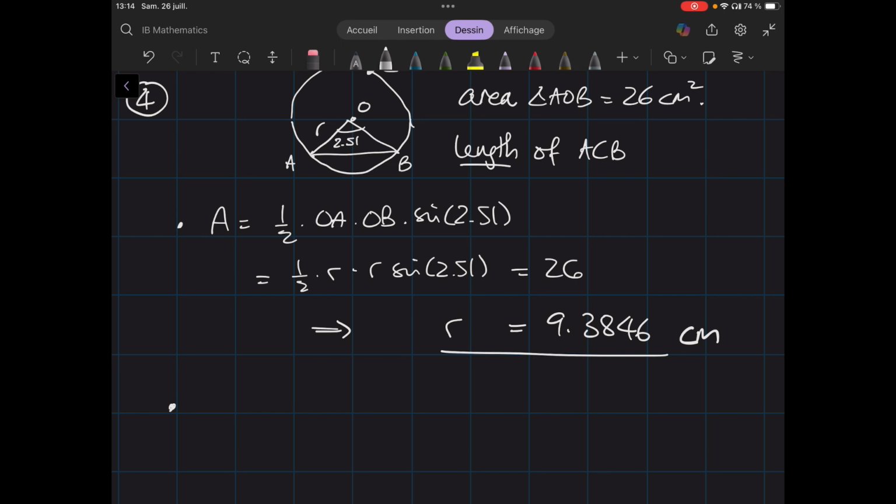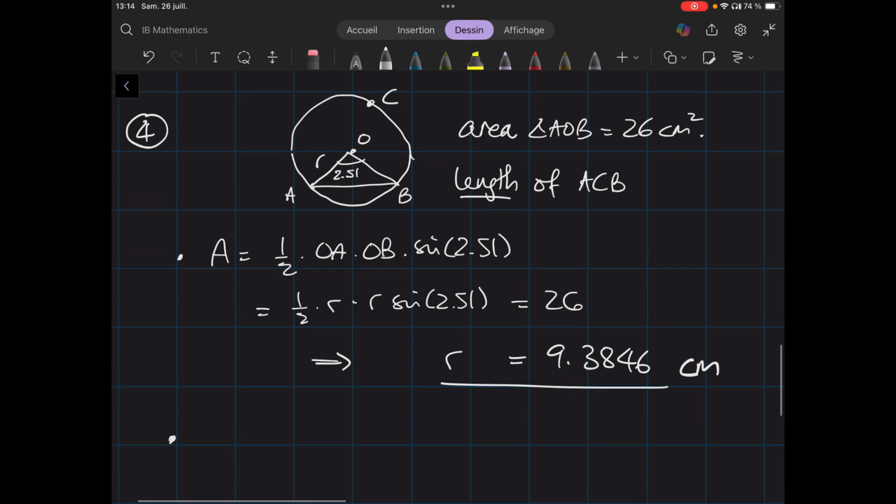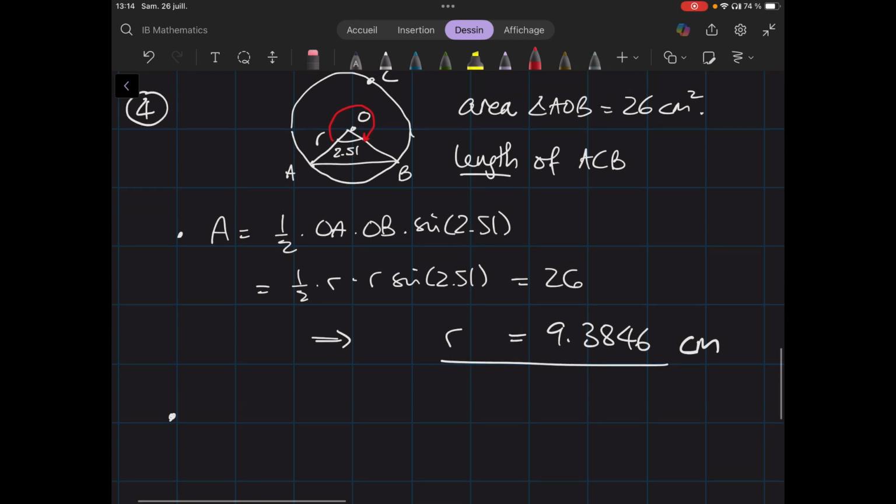Now we want to find the length of a major arc. To find the length of a major arc, you have to find the major angle. How do we find the right angle? Recall that the sum of all the angles around a point is 360 degrees, or 2 pi radians. So the right angle over here is 2 pi minus 2.51.